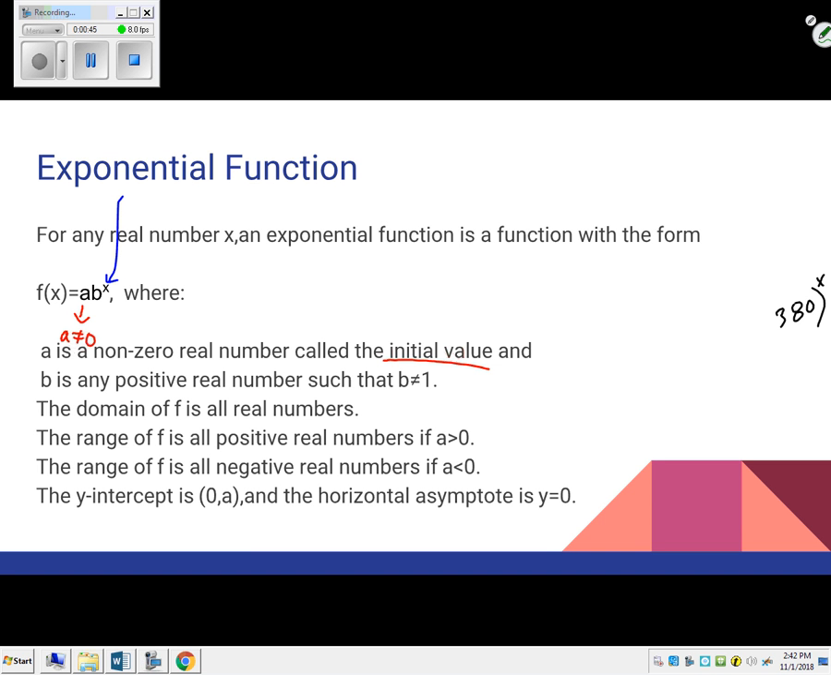I wouldn't even have anything. b is going to have to be a positive real number. So not only am I wanting b to be positive, I also don't want it to equal 1. If b equals 1, it gives me a constant function that will not work. The big thing I want you to see, though, with this is that the x is in the exponent. And that's how I know if I have an exponential function.